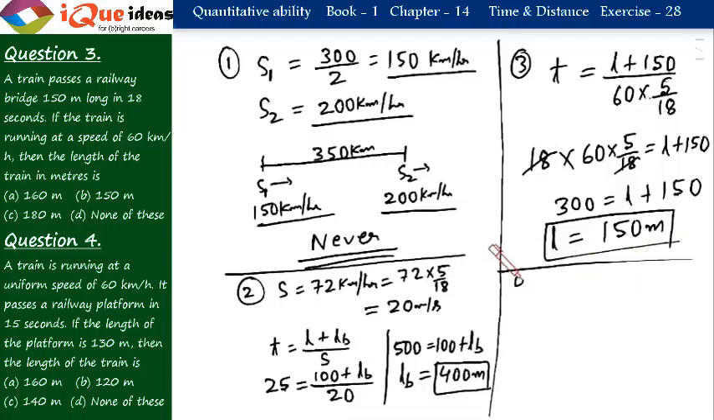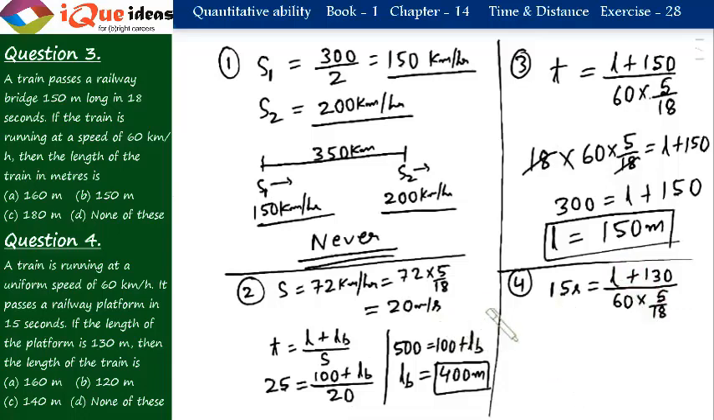Similar question, question number 4. It says a train running at a uniform speed of 60 kilometers per hour passes a railway platform in 15 seconds. In fact, it's almost the same question. So I'll say straight away, time 15 seconds is equal to length of the train L plus length of the platform 130 divided by speed, that is 60 kilometers per hour, convert into meter per second, so into 5 by 18.